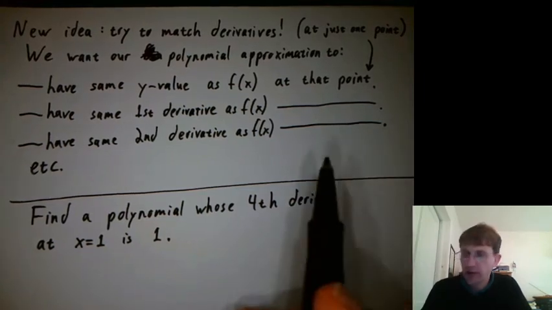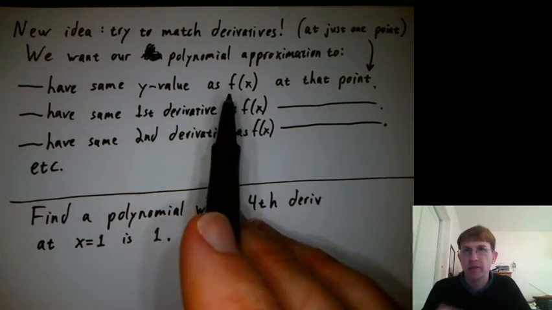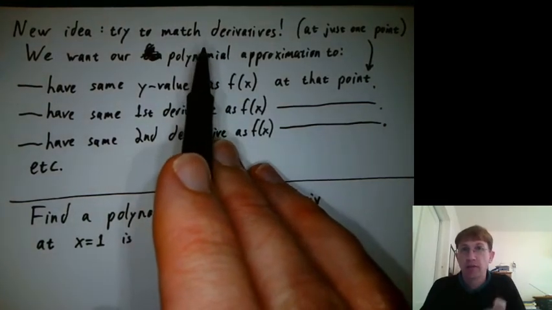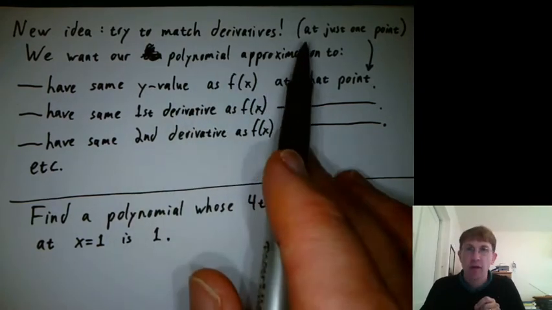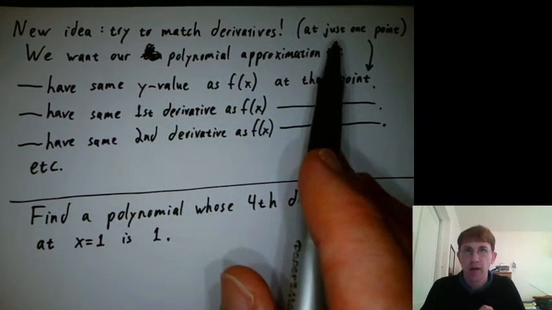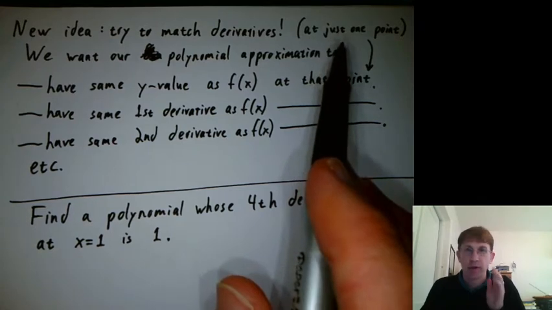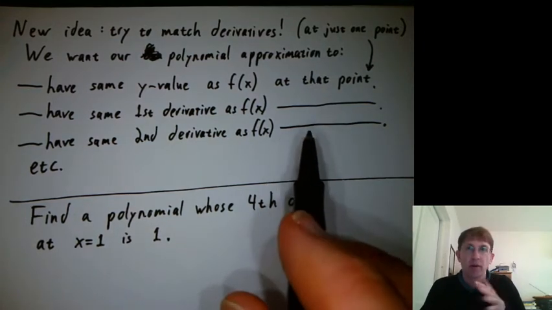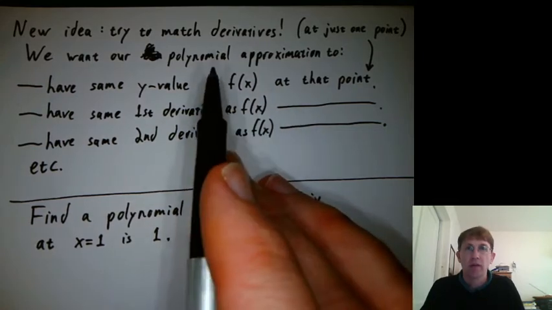Based on what we just saw, let's try a new idea. Since we said, hey, these polynomial approximations don't have the same derivatives as the function we wanted, let's try matching the derivatives very carefully. But we're going to focus at just one point. We might pick x equals 0, we might pick x equals pi over 2 or something. We'll talk later about that.